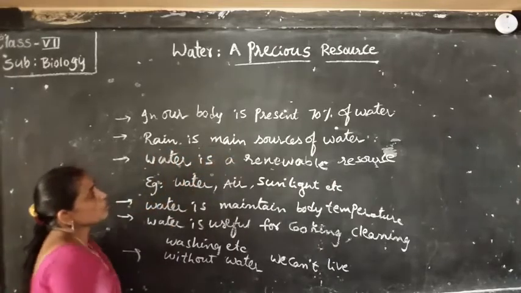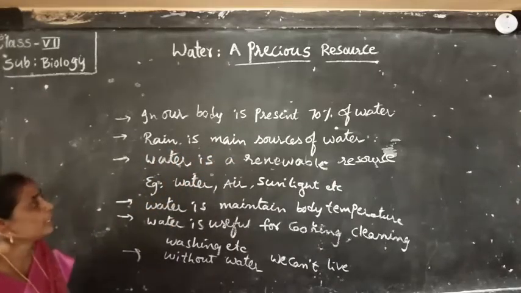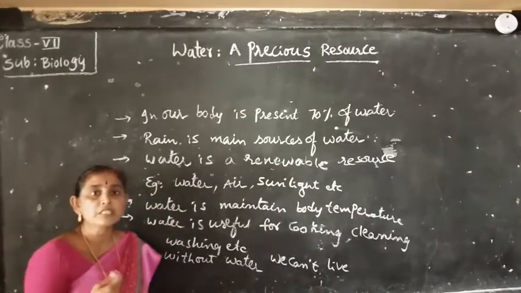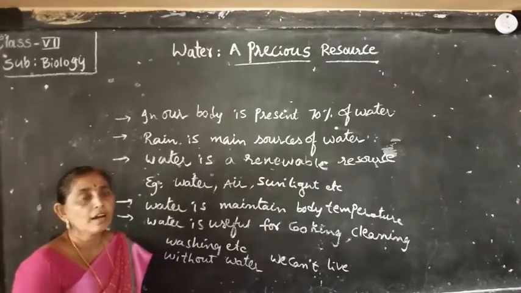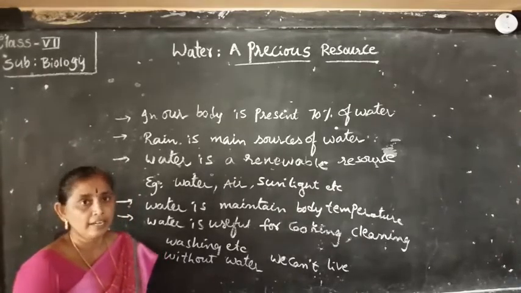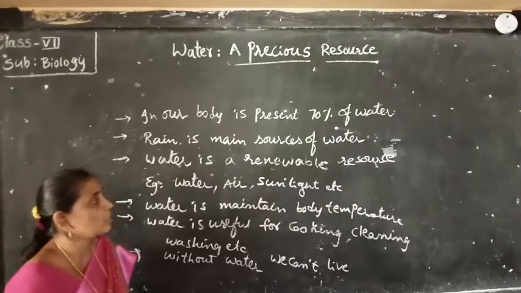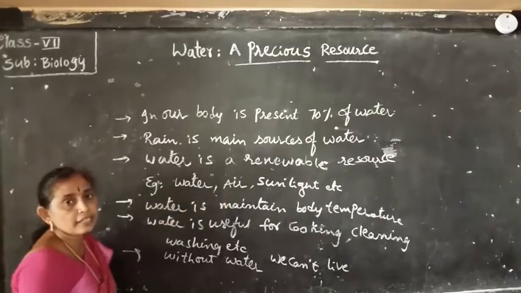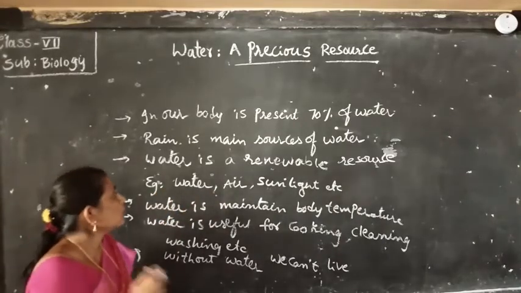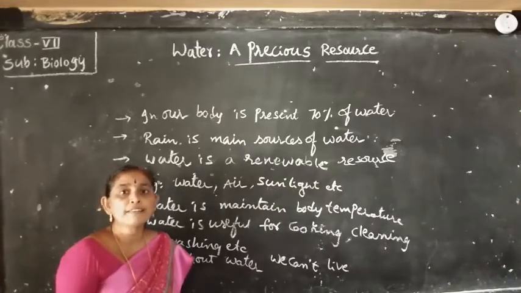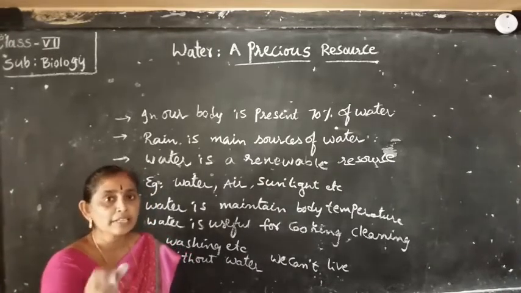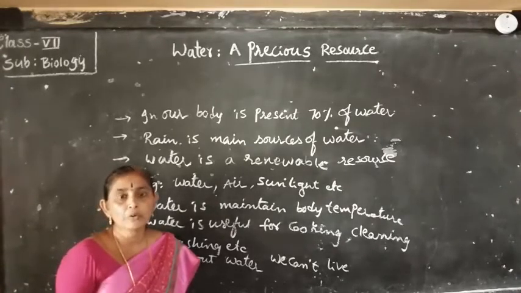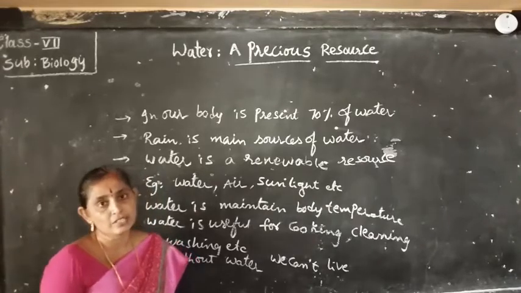Rain is the main source of water. Water is a renewable resource. Renewable means it is available freely in nature, or it is available again and again. This type of resources are known as renewable resources, for example water, air, sunlight. Resources which are not available freely in nature are known as non-renewable resources, for example coal, petrol, diesel and natural gas.